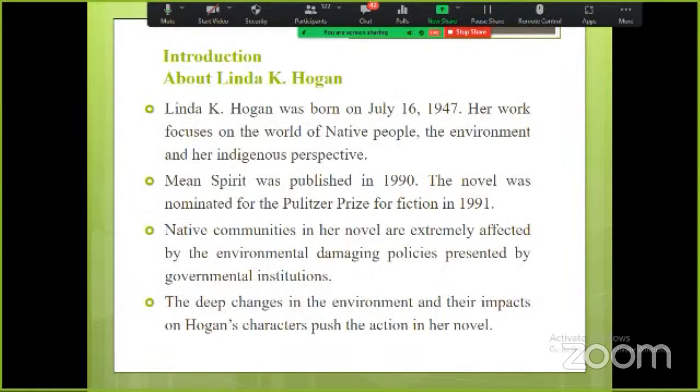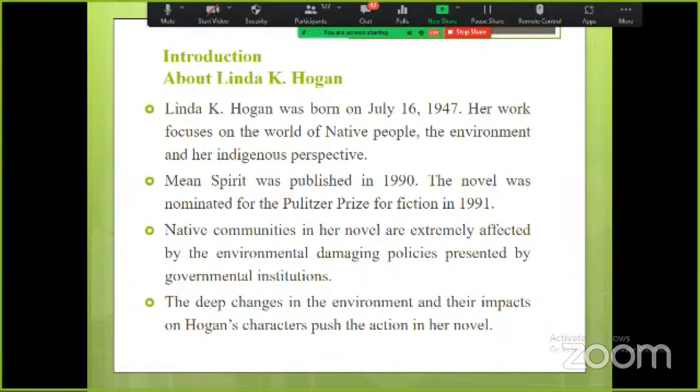Linda K. Hogan was born on July 16, 1947. Her work focused on the world of Native people, the environment, and her indigenous perspective. Mean Spirit was published in 1990. The novel was nominated for the Pulitzer Prize for Fiction in 1991.